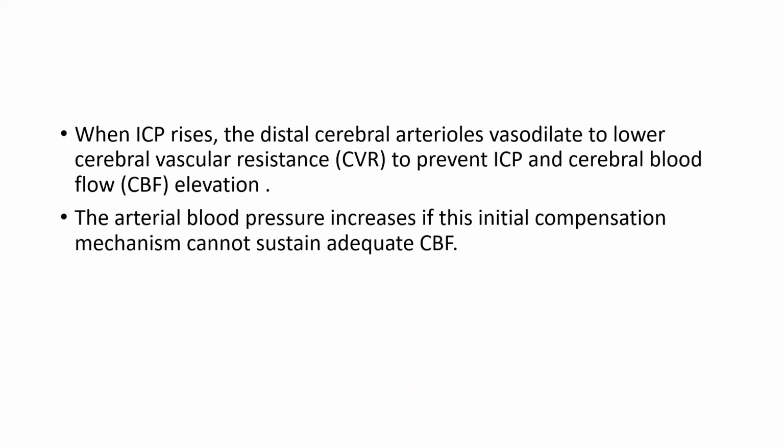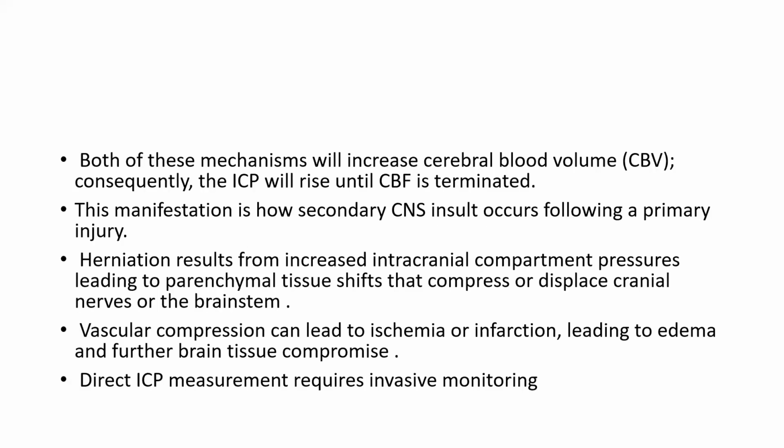When ICP rises, the distal cerebral arterioles vasodilate to lower cerebral vascular resistance to prevent ICP and cerebral blood flow elevation. The arterial blood pressure increases if this initial compensation mechanism cannot sustain adequate cerebral blood flow. Both of these mechanisms will increase the cerebral blood volume. Consequently, the ICP will rise until cerebral blood flow is terminated. This is how secondary CNS insult occurs following primary injury.